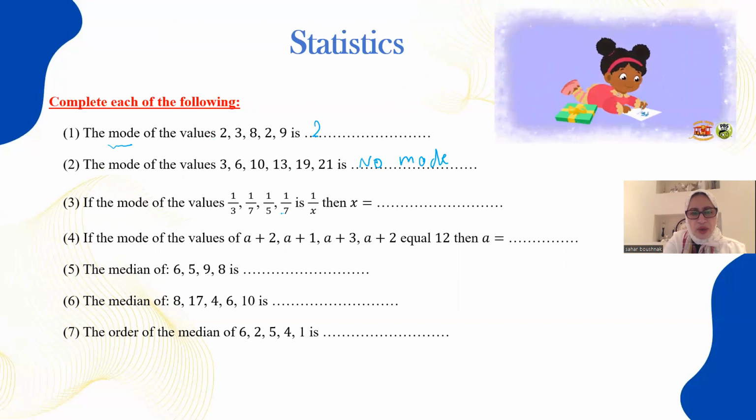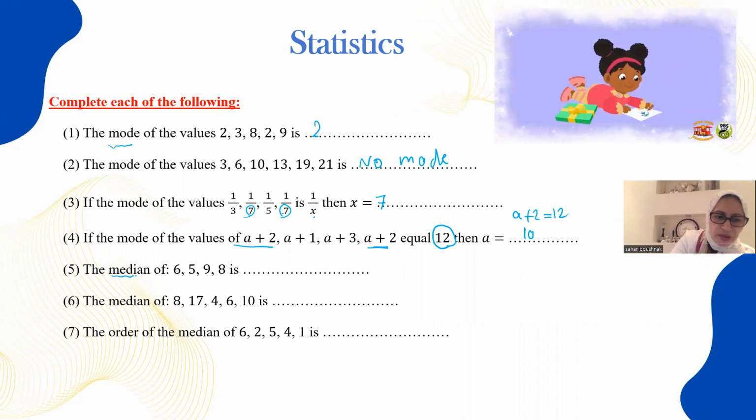Okay, the mode is 7. Which number is repeating here? 7. So x equals 7. If the mode of the values a plus 2, a plus 1, a plus 3, a plus 2, which number is repeated here more? A plus 2. And he tells you the mode's value equals 12. So a plus 2 equals 12, so a is 10. Because a plus 2 must be equal to 12.